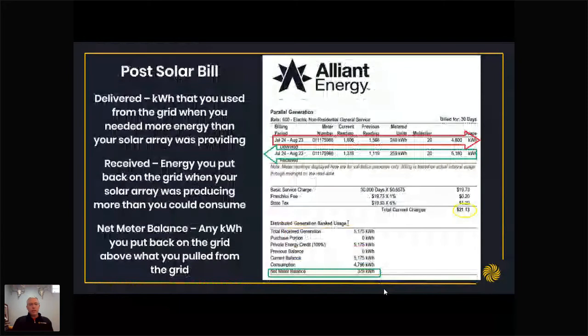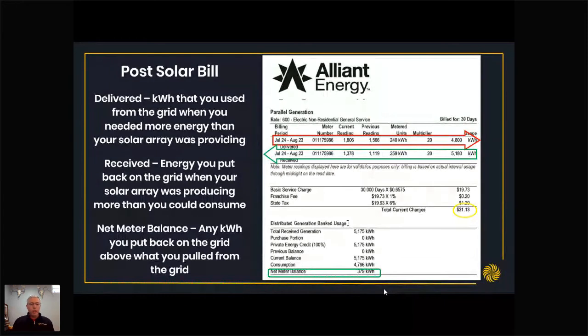So for anybody that's watching this webinar who has already installed solar or has already agreed to and will be getting solar energy enabled, if you will, bills down the road, I'll show you exactly how to read those. So at the top, you'll see information above the word delivered. So delivered, that is referring to the amount of kilowatt hours that Alliant Energy delivered to you.